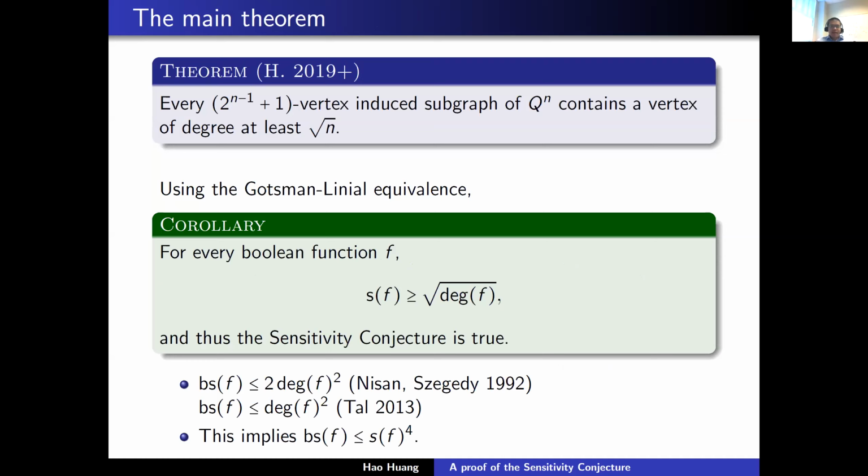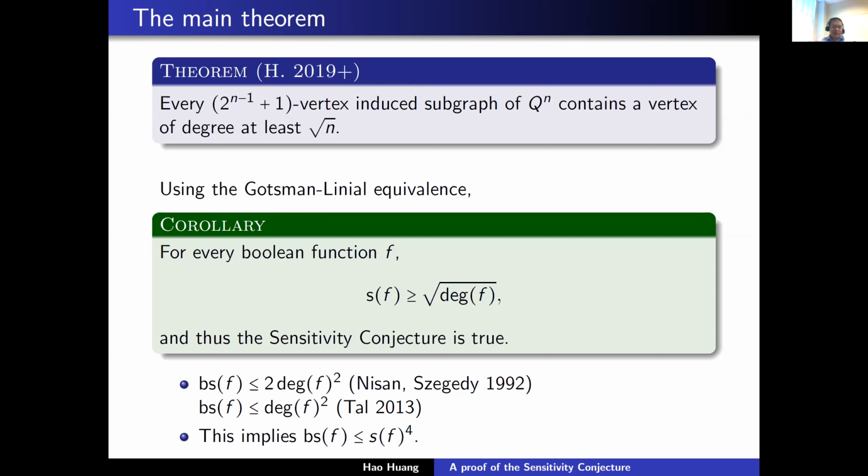And now from the Gotsman-Linial equivalence, we can actually show that for every Boolean function, the sensitivity is greater than or equal to the square root of the degree of this Boolean function. And again, this bound is sharp because you can just take this n-of-all, or maybe all-of-n function. So you have square root of n crosses, and each cross has square root of n variables. And I think the sensitivity is roughly square root of n, and the degree is n. But once we have this result, we know that the sensitivity conjecture is true.